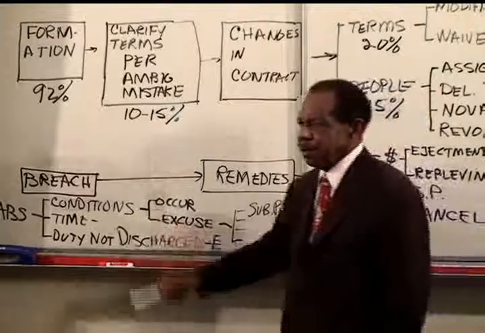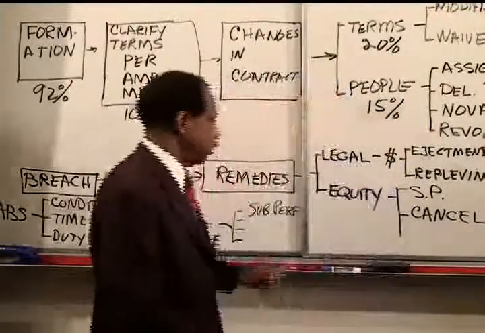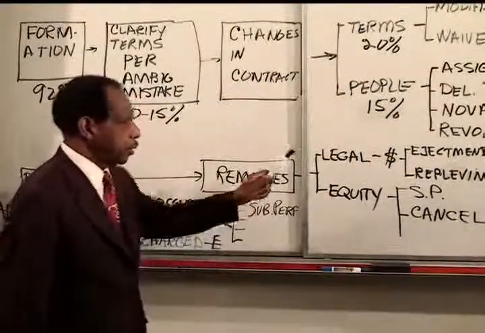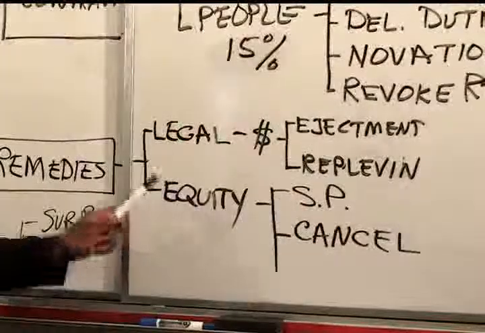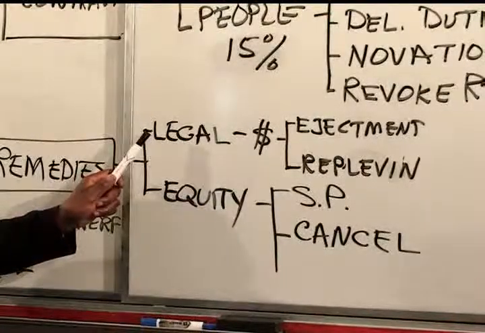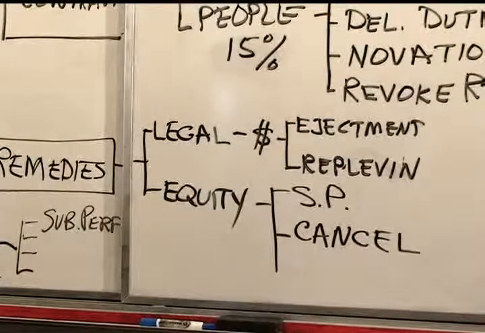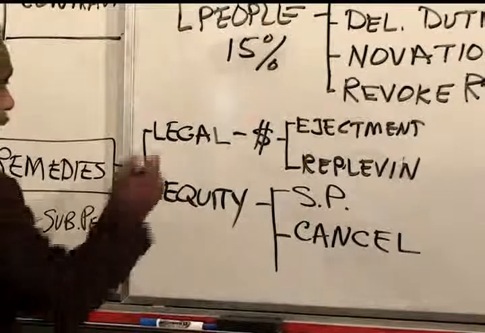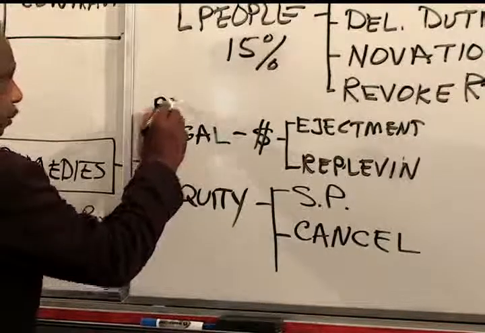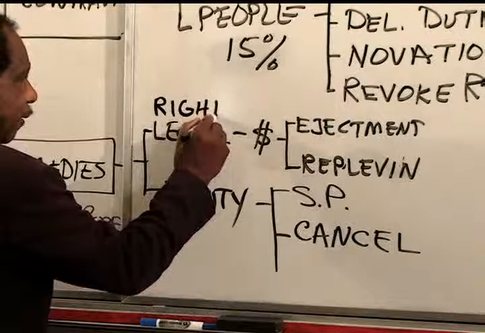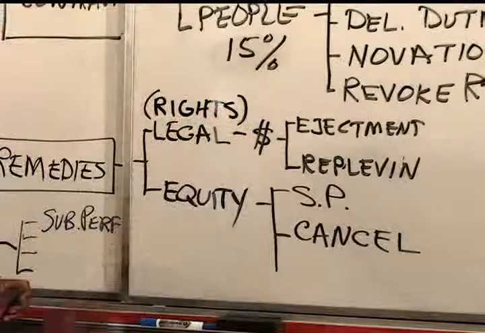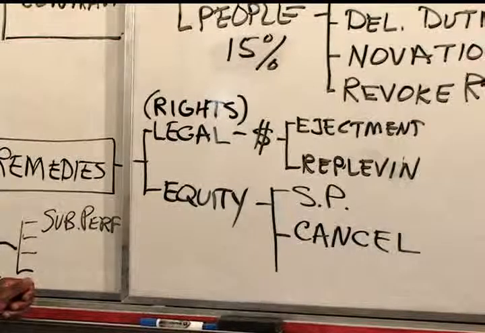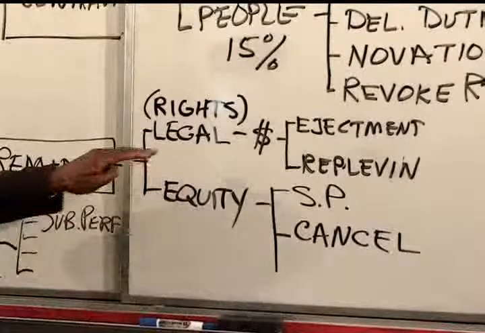Now, if I have a breach of contract, so what? Answer: what remedy do you get? You get the legal remedy or the equitable remedy. On bar questions, if they ask you about the rights of the parties, that's asking you about the legal remedy. Money, usually, but possibly ejectment or replevin. But 99% of the time it's money.